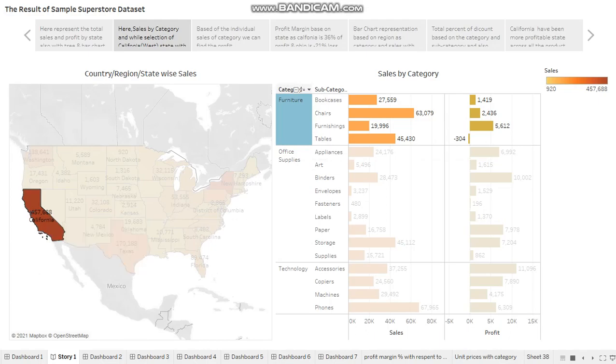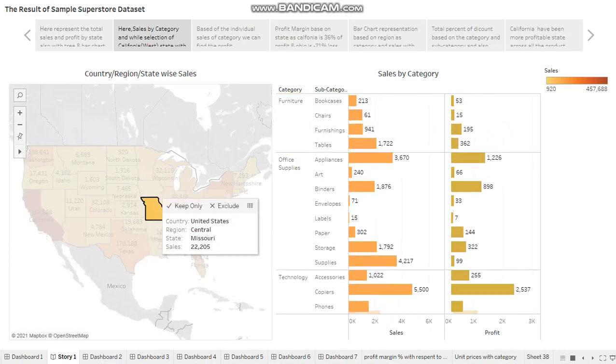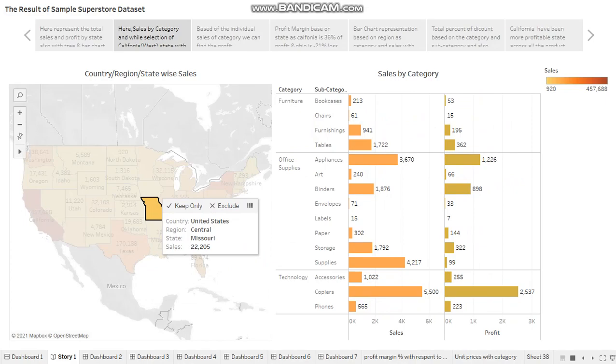Based on the category, like furniture, the maximum sales come from chairs. If I select something like this, the graph and the visualization of the data change automatically, because we are using filters here.